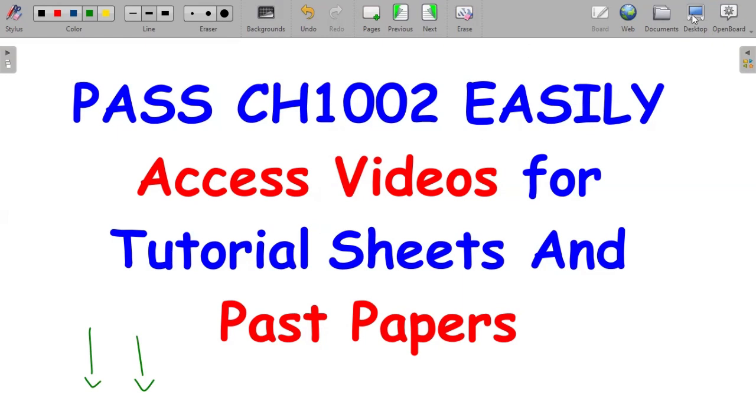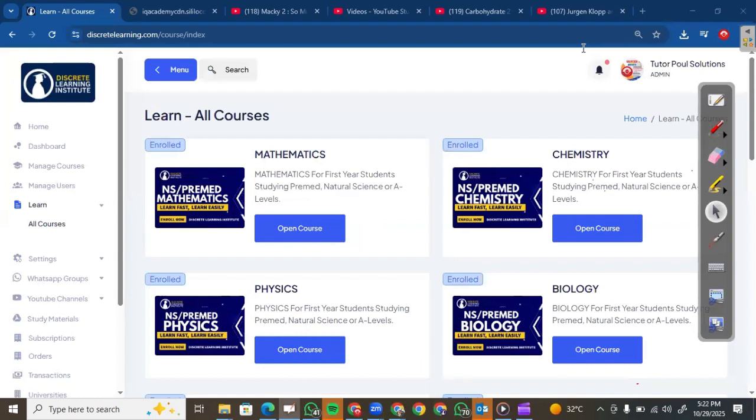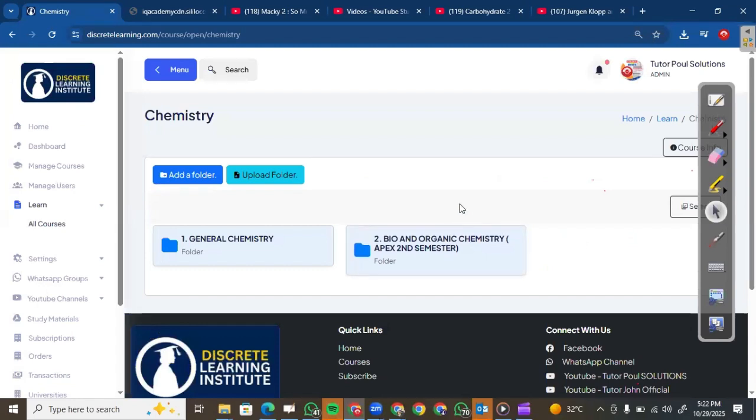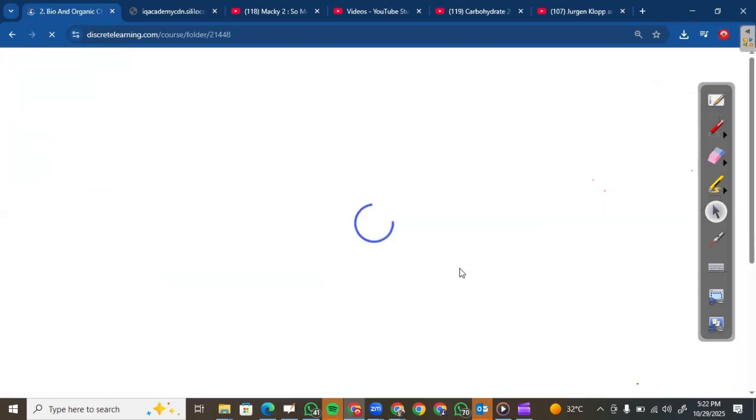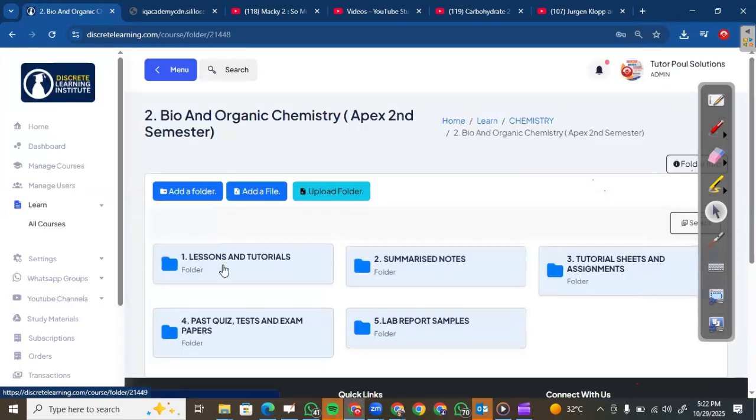Learn at your own time, at your own pace, anywhere, even in your blankets. Now if you register with us and go on our website, it will look something like this. If you enroll for a course, it will say enrolled on top. For example, if you want to access the chemistry material, you open this course, chemistry, and then go to the Bio and Organic Chemistry for Apex second semester, because those questions are solved there. Once you open this course, you'll find lessons and tutorials.